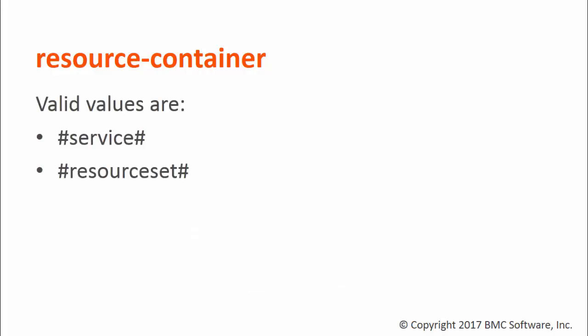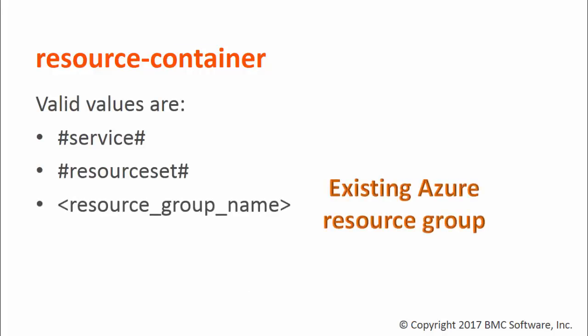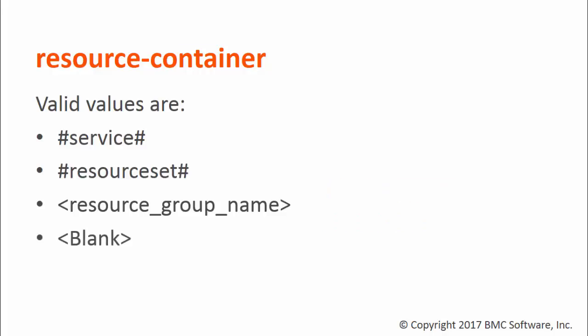If you enter the resource group name, it specifies an existing Azure resource group. If you use this parameter, you can use data sources to create a static list from which users can select an existing resource group. See the documentation for more information. If you leave the value for the parameter blank, resource set is used.